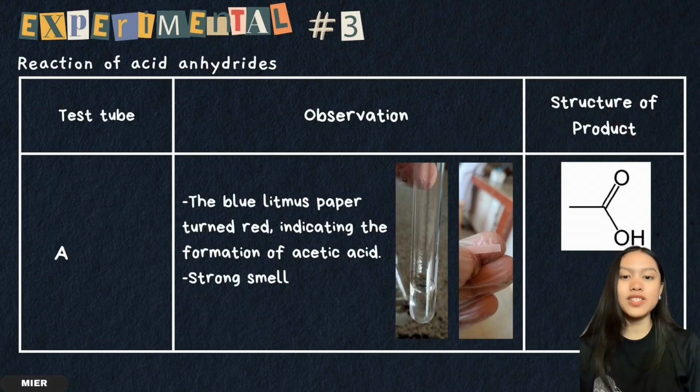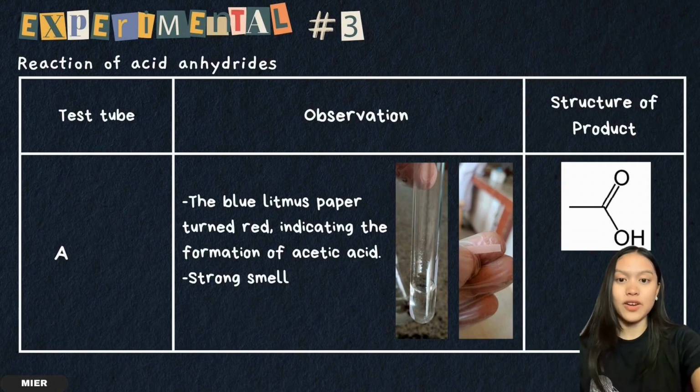And for the observations of test tube 1, we have here a change in color in the blue litmus paper. The blue litmus paper turned red, indicating the formation of acetic acid, which is acidic. For other observations, we have also observed a strong pungent smell, which is also characteristic of acetic acid, very similar to vinegar.